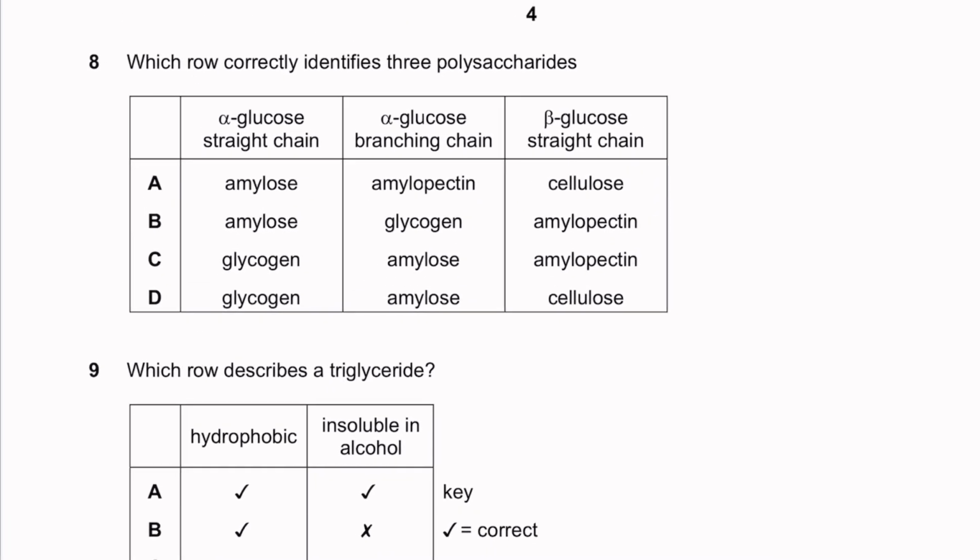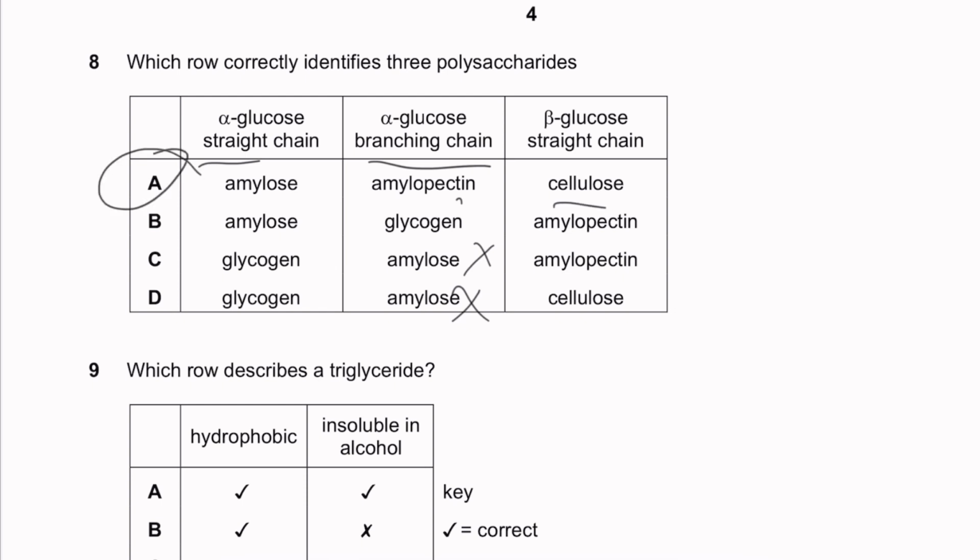Which row correctly identifies 3 polysaccharides? Okay, alpha-glucose straight chain. We have amylose or glycogen. Alpha-glucose branching chain. We have amylopectin, glycogen, amylose. Okay, amylose is not a branching chain, and so you can only choose between amylopectin and glycogen. And remember, glycogen is not a straight chain. However, amylose is a straight helical chain. Beta-glucose straight chain, that's cellulose.